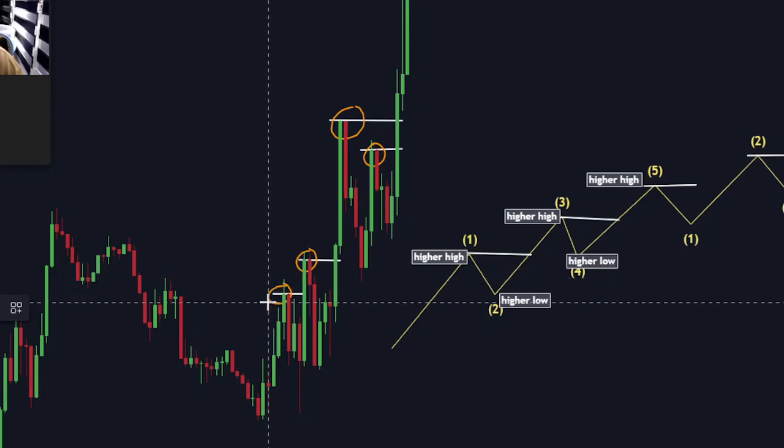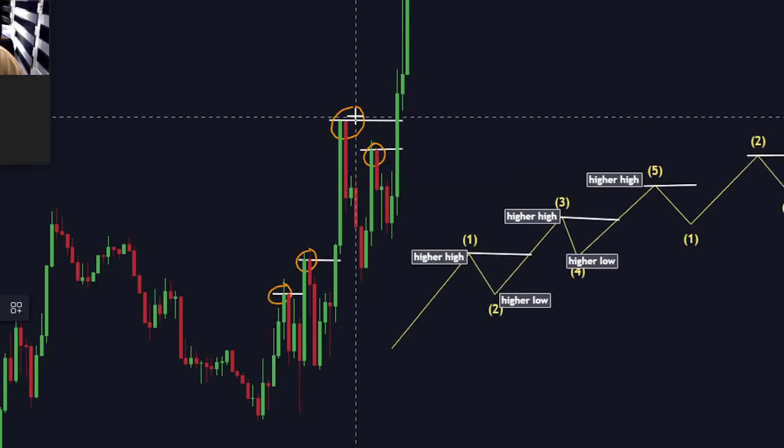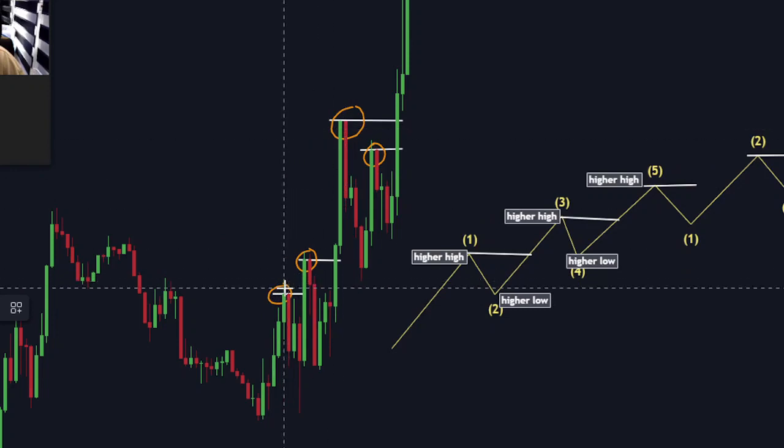But this other one that you marked, it didn't break this last one. Which one? Come down here. This one.